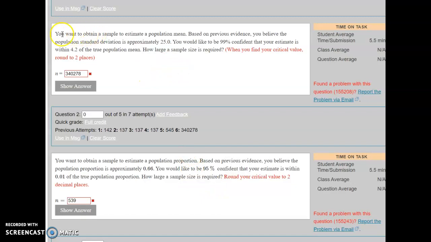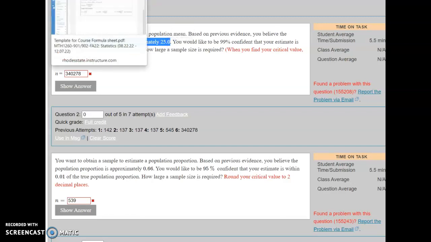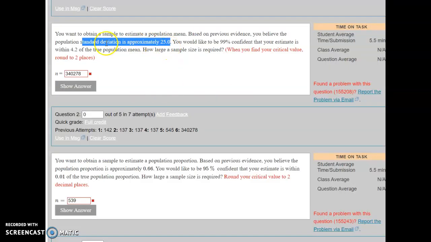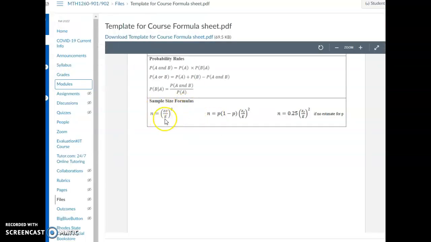Looking at this problem, question 2 here, we want to figure out how big of a sample to have to estimate a population mean. Based on previous experience, you believe that the standard deviation is 25.0. Now jumping back, we know sample size, we're going to be using one of these 3 formulas. Again, if you're given a standard deviation, you're going to use the first one. If it's a proportion problem, you'll use one of these two. In this problem, they're giving us a standard deviation. So right away, I know I'm going to be using this one here.